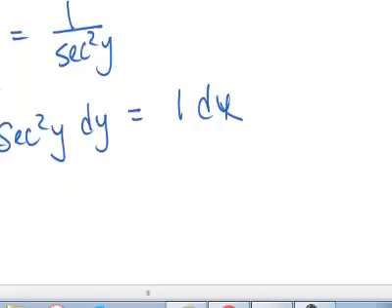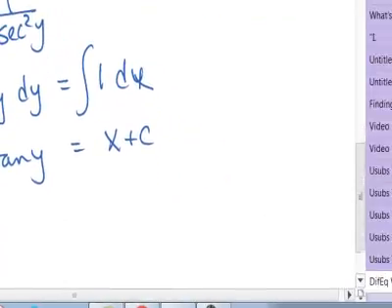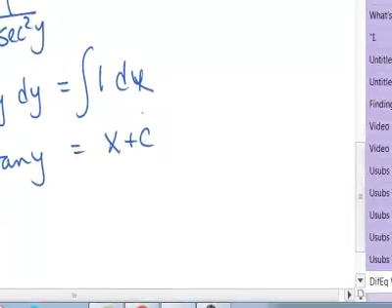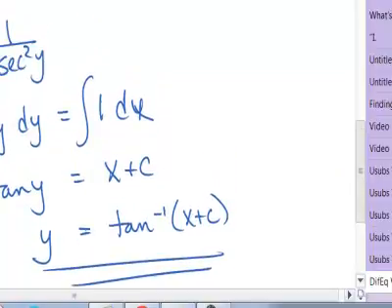Alright, so we've separated, now we're going to integrate. The integral of secant squared is the tangent of y, and the integral of 1 using the power rule is x plus c. So to solve for y, when we have a tangent, the operation we do to both sides is we take the inverse tangent, and so the inverse tangent of the tangent of y is y, and then we simply write inverse tangent of x plus c. So let's, for this one, go ahead and give an initial value.